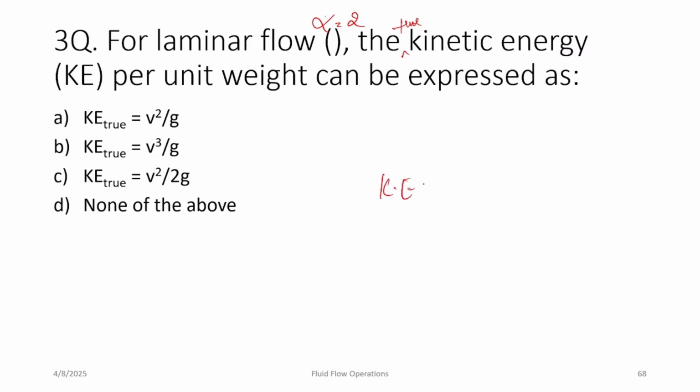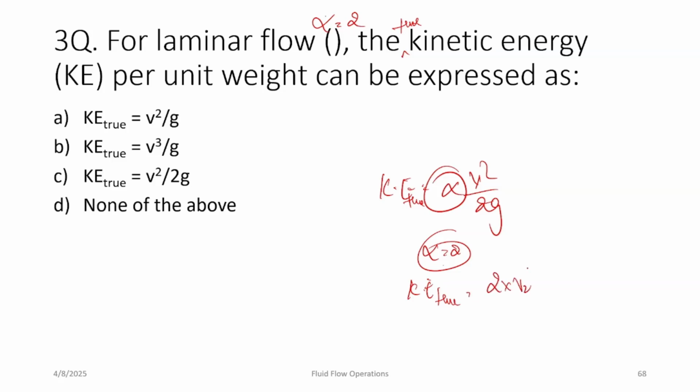So the answer would be Ke. What is the formula for Ke? V square by 2G, right? So Ke true will be alpha into V square by 2G. For laminar flow, alpha is equal to 2, so if you substitute that, Ke true becomes 2 into V square by 2G. So 2 gets cancelled out, and Ke true will be equal to V square by G. So that is option A, right?